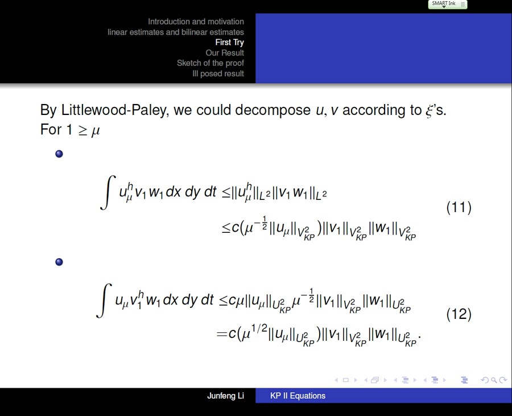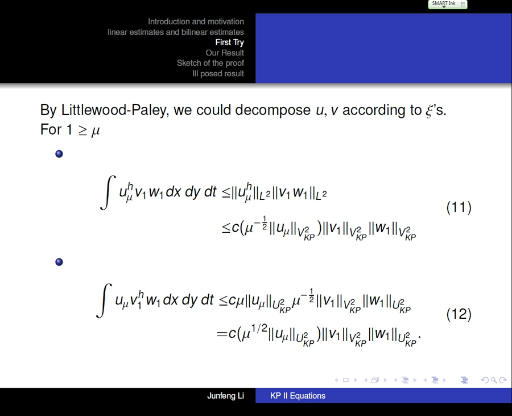The second case: if the high modulation goes to one high frequency part, then the same thing happens. We put this into L2 and this into L2 and use the bilinear estimate I have stated before. And this mu to the minus half comes from the high modulation estimate, and you can get this one.